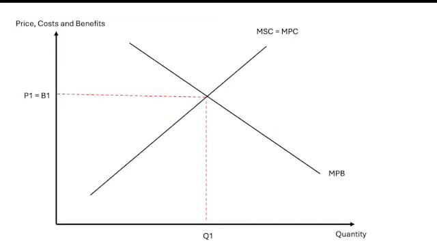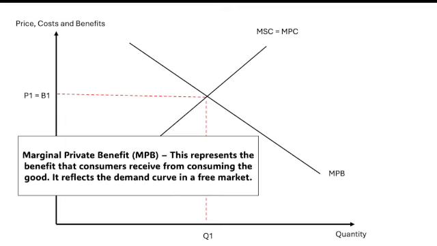So I'm going to draw my first curve, which is my marginal private benefit. Now, this is where the free market operates. So the free market allocation of resources is where the marginal private benefit equals the marginal private cost. So the marginal private benefit represents the benefits that consumers receive from consuming the good. So in other words, let's say the marginal utility, the satisfaction that they receive. So it reflects the demand curve in the free market.